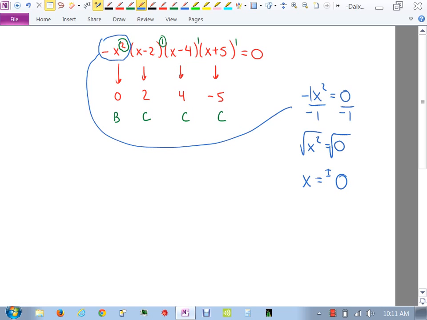By the way, is 0 a positive or a negative number? It's neither. Is it even or odd? It's even.